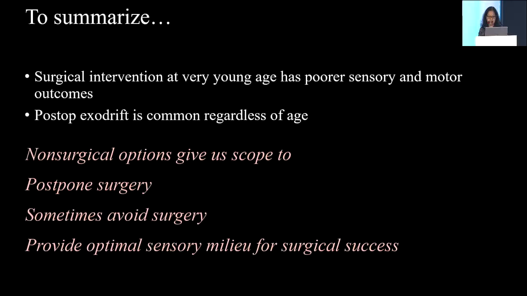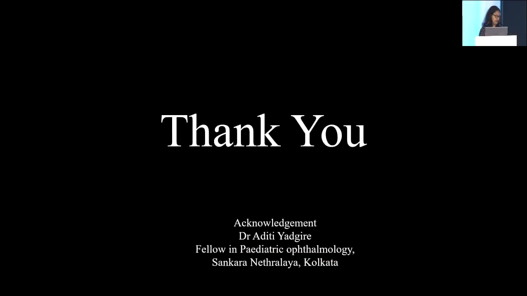So to summarize, we know that surgical intervention in intermittent exotropia at a very young age has poor sensory and motor outcomes, and postoperative drift is common regardless of age. Non-surgical options give us a scope to postpone surgery, sometimes avoid surgery, and provide an optimal sensory milieu for surgical success. Thank you.